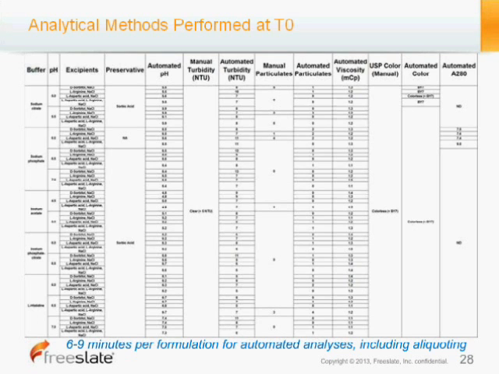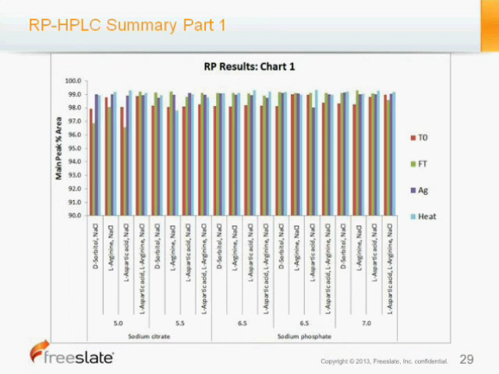So in addition to running the Freeslate analytics and the manual analytics that I just talked about, we also performed some HPLC methods to compare the T0, the freeze-thaw, the agitation, and the heat samples that I mentioned earlier. So in this case, in red is the initial time point, in green is freeze-thaw, in purple is the agitation, and in the cyan color is the heat-treated samples.